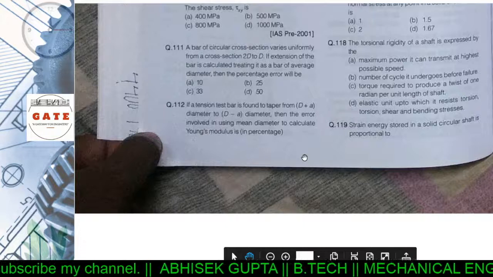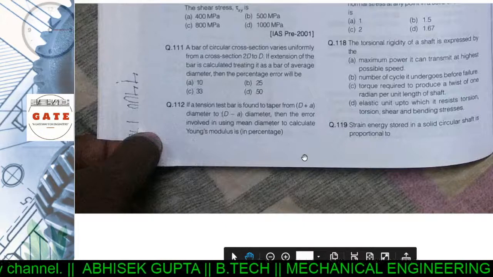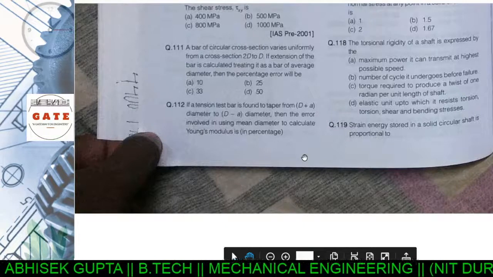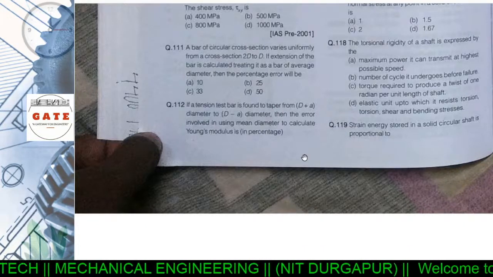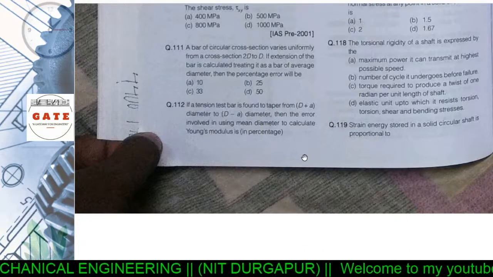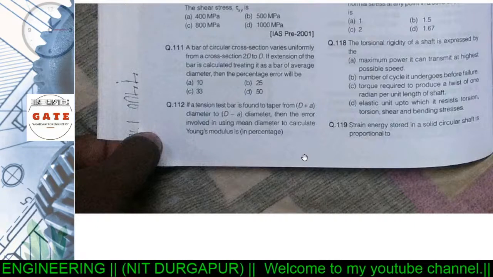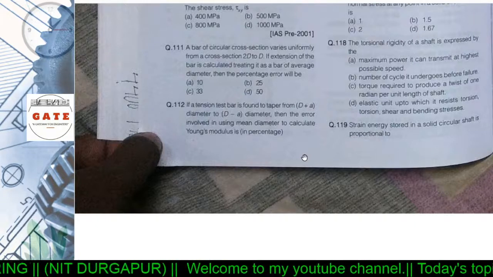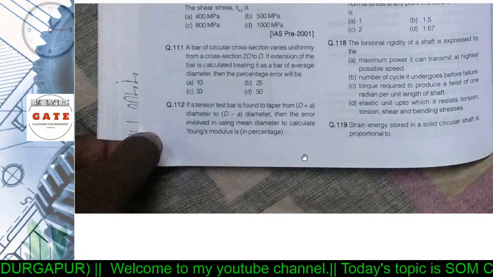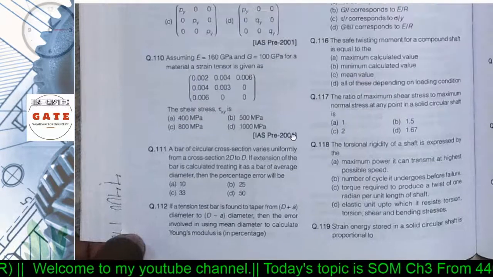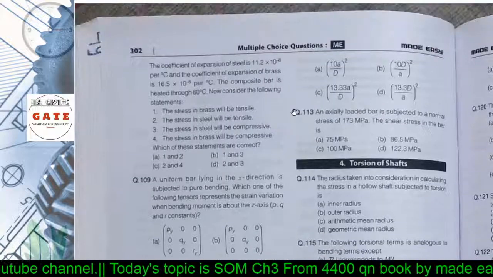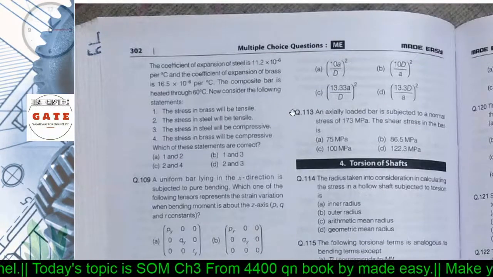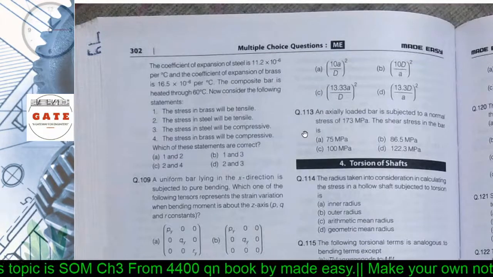Next question 112. Two more questions to go for ending this chapter. 112, similar question as 111. So the tensile test bar is found tapered from D plus A to D minus A. Then the error involved in using the mean diameter to calculate. Okay, similar question as 111. Solve it by yourself. Okay, this is question 112.